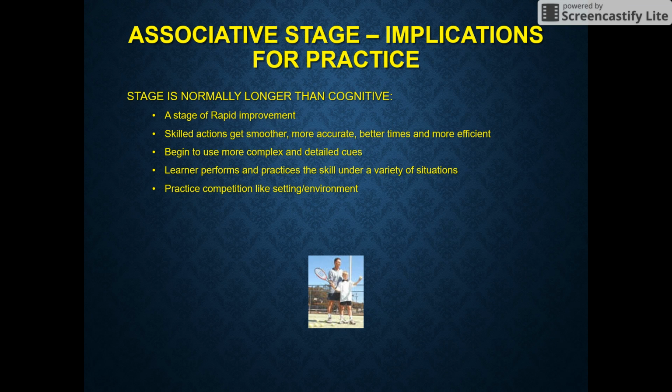You begin to use more complex and detailed cues rather than those simple cues from the cognitive stage. You will actually also be able to perform and practice skill under a variety of situations, not just that one situation you've been practicing in the cognitive stage. This tends to be due to the fact that once you hit the associative stage, you'll start to practice in more competition-like settings and environments, so more game-like situations rather than just static activities.